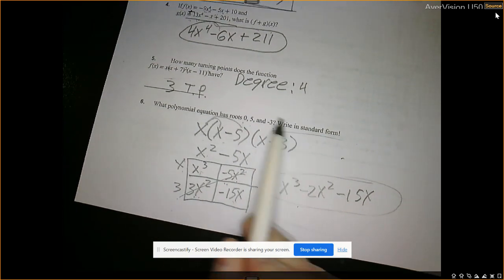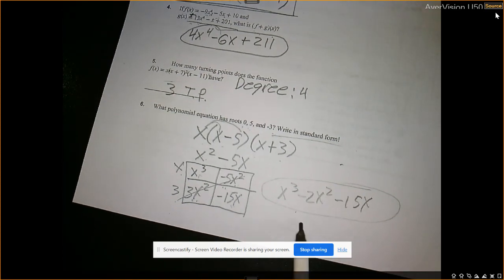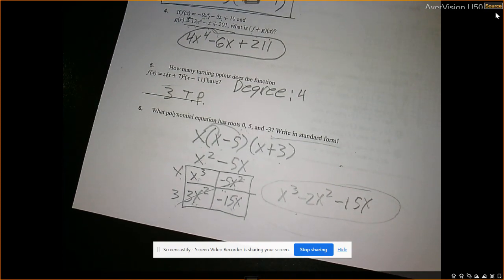So you got to start with, okay, well, what's the factored form? That's what you can get from this. And then you multiply your factored form out to get the standard form.